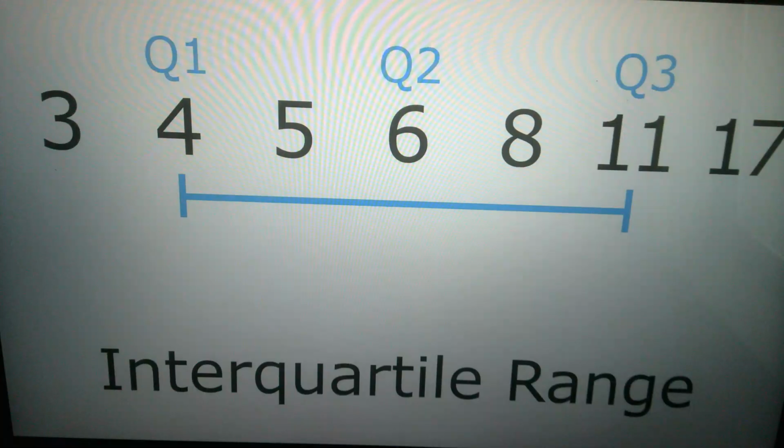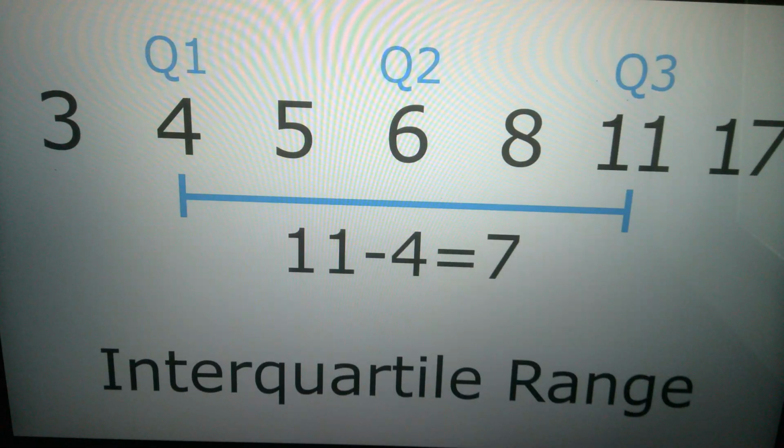It's very easy to find. Just subtract Q3 and Q1. In this case, 11 minus 4 is 7. The part that contains the middle numbers has a range of 7. So given a set of numbers, we can now find the first quartile, the third quartile, and the interquartile range. So let's try this again, but this time with 9 numbers.